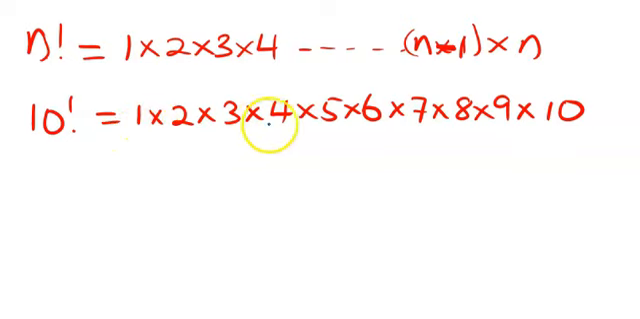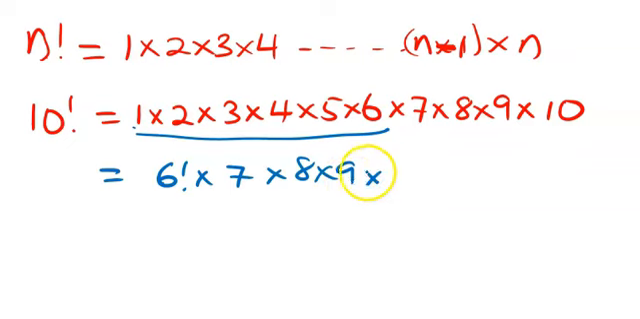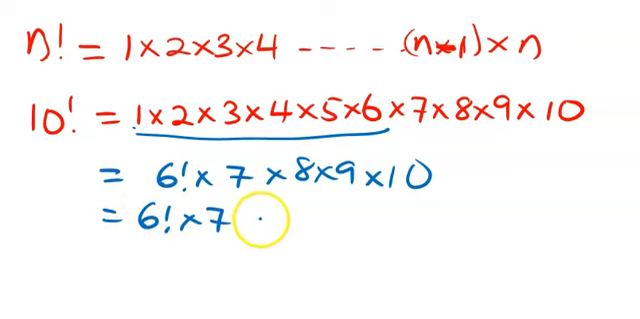1 times 2 times 3 times 4 times 5 times 6. This one will give us 6 factorial times 7 times 8 times 9 times 10. So now let's look at this. 8 times 9 is 72. 72 times 10. So we are going to have 6 factorial times 7 times 720.